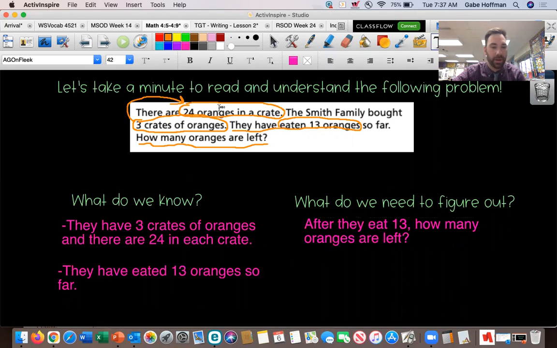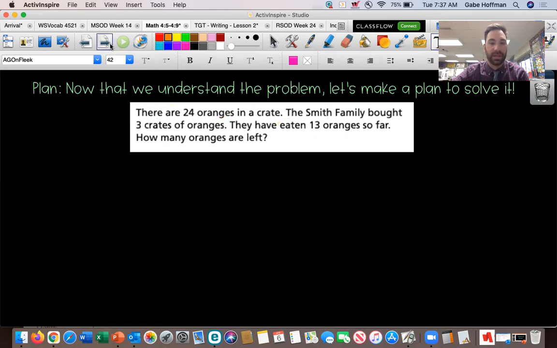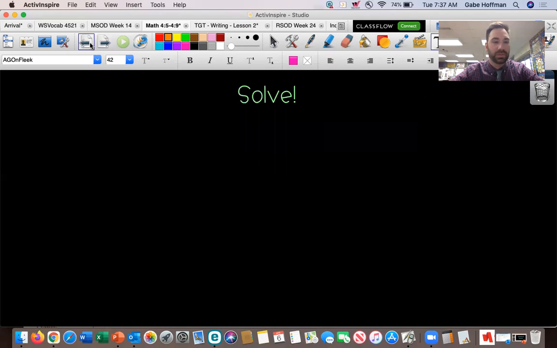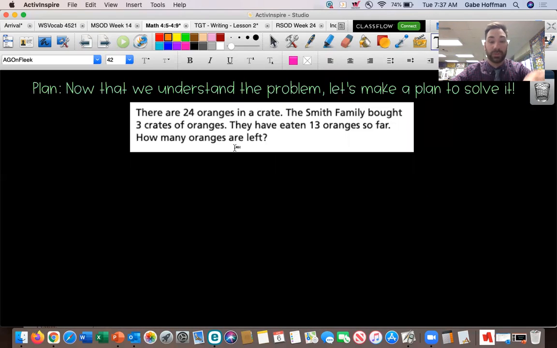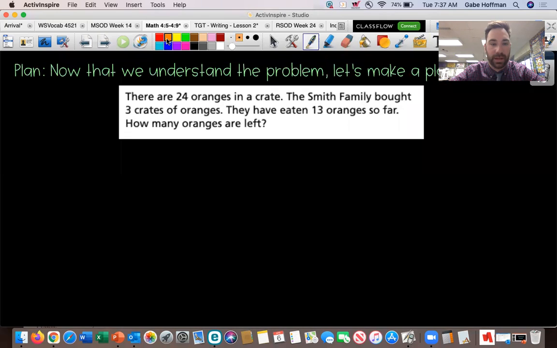All right. So there we go. I've read the problem and I understand it. Now I'm able to go on to my plan. I'm going to think about what I'm going to do to solve it. I know I need to multiply, right? Because it's saying right here that I have 24 oranges in a crate and that there's 3 crates of them. So first I need to figure out how many oranges I have all together. After that, I need to subtract the 13 oranges they've already eaten.